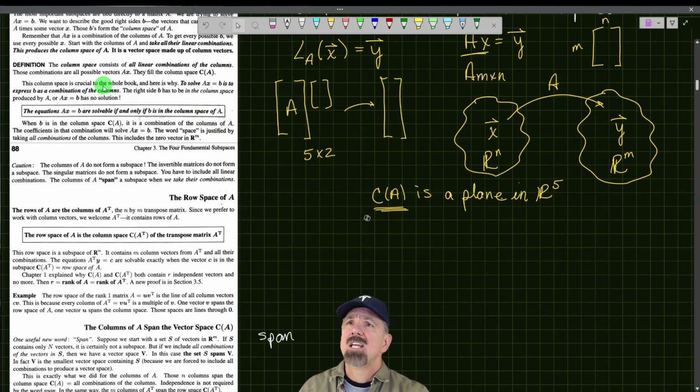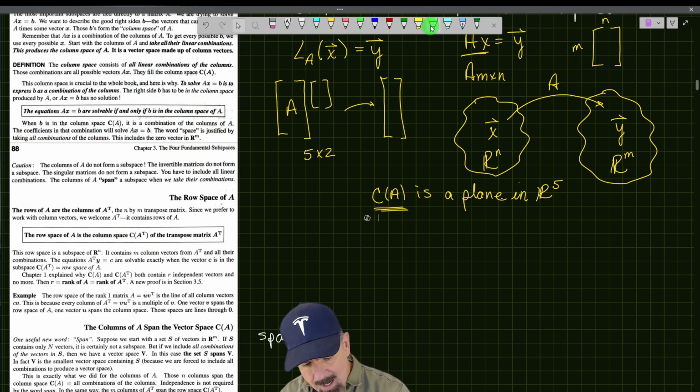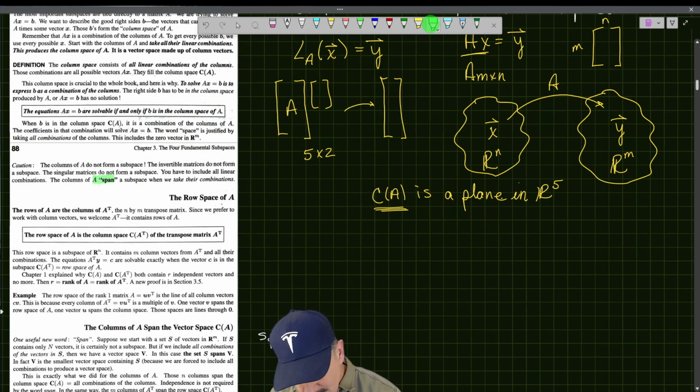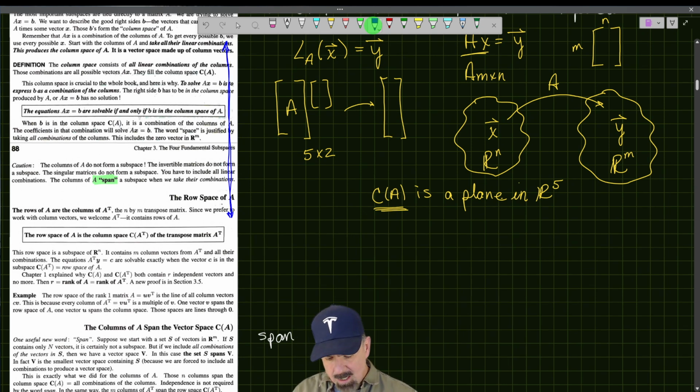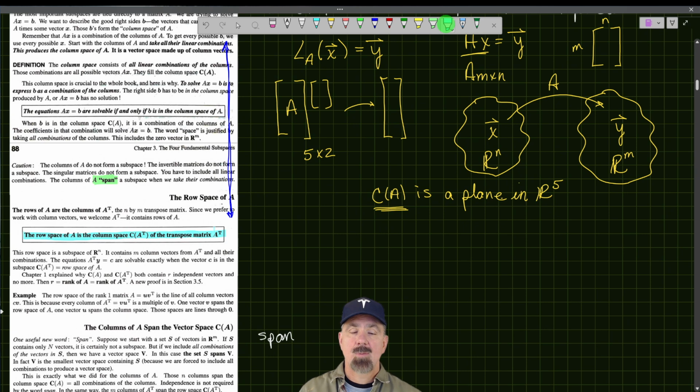So I'll let you look through this. We'll talk a little bit more about the word span, but make sure that you read through all of this material here. And we're going to talk about row space, and he really just outlines it right here. I talked about it at the beginning. The row space for A is the column space of A transpose.